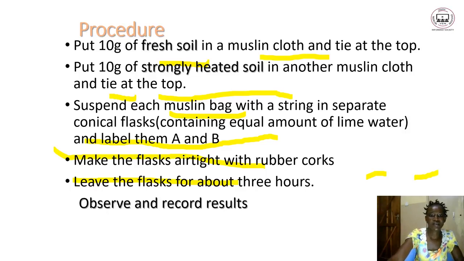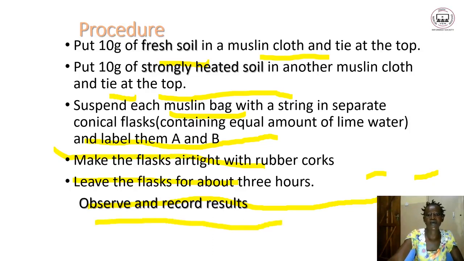Then you make the flask airtight with the rubber cork. In short, you just use that rubber cork and close the conical flask so that no more air enters either flask. Then you leave these 2 flasks for about 3 hours. Then after that, you can observe and record the results.